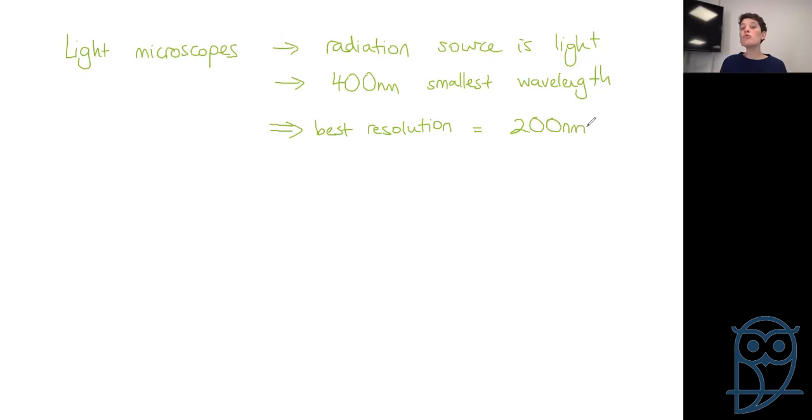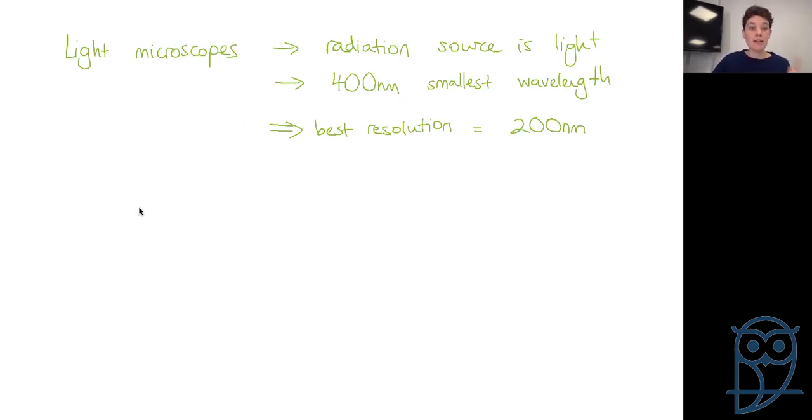So if you are smaller than 200 nanometers, you're not going to be seen on a light microscope. You're just part of a fuzz. So we can get to 200 nanometers. If you're closer than 200 nanometers, you're not going to look like two different things. You're just going to look like one thing.